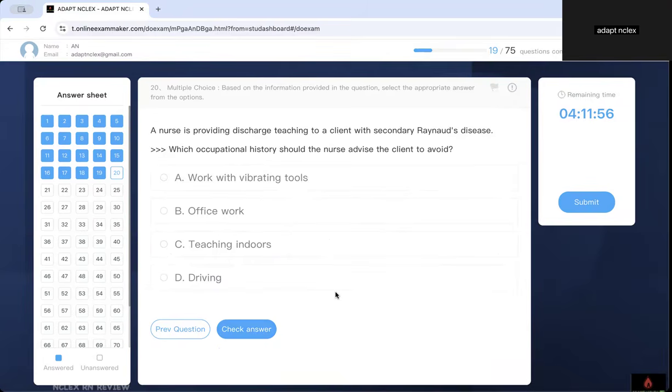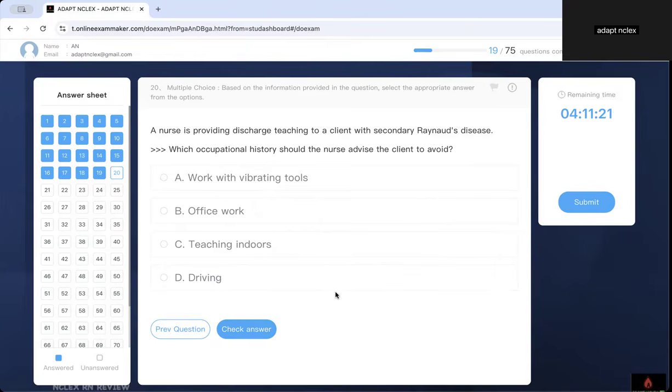And then provide digital teaching to a client with secondary Raynaud disease. That means vasospasm of their hand. Which occupational issue should the nurse advise the client to avoid?